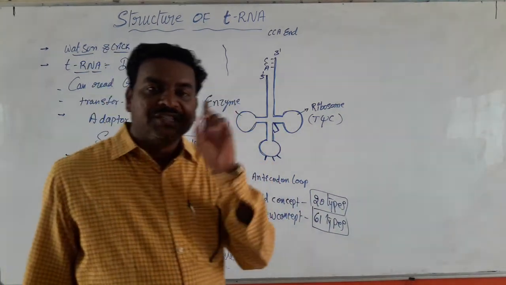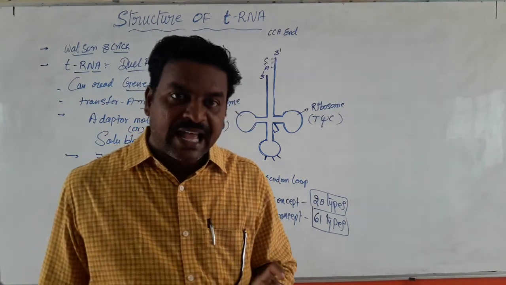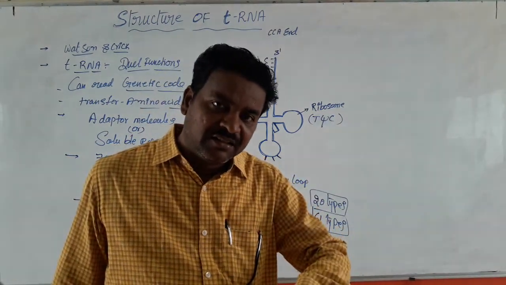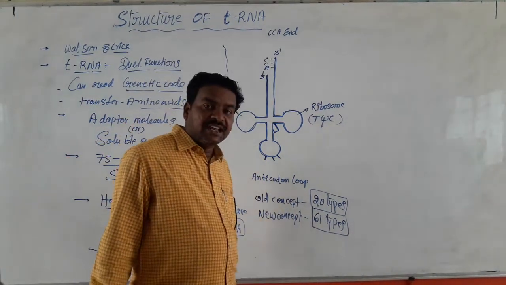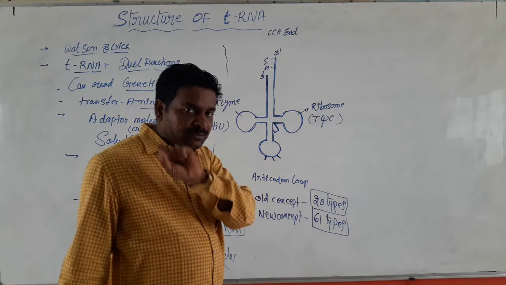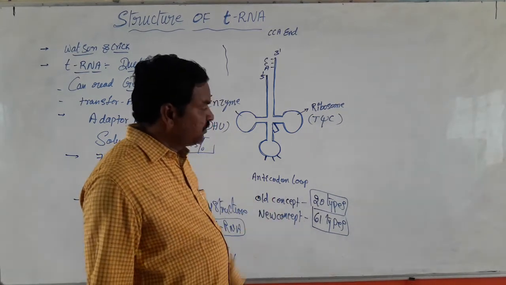Each sensible codon of mRNA has a specific tRNA. So, according to the new concept, the total number of tRNAs is equal to the number of sensible codons of mRNA, that is 61.